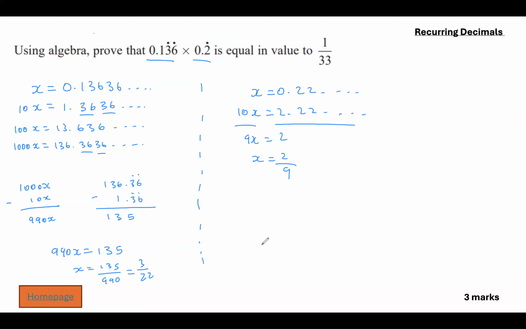Now we simply need to multiply them together. So 3 over 22 times 2 over 9 is 6 over 9 times 22, which is 198. And 6 over 198, so 6 divided by 198, is in fact 1 over 33. So don't be put off by the fact that you have to do an operation. You simply convert this into a fraction, multiply them, and that will give you your answer.